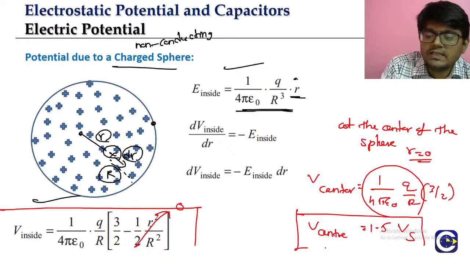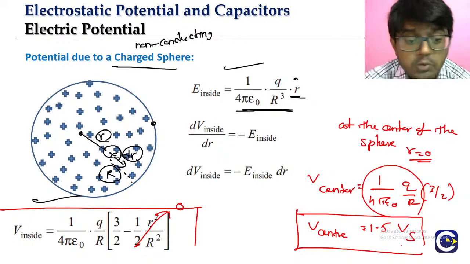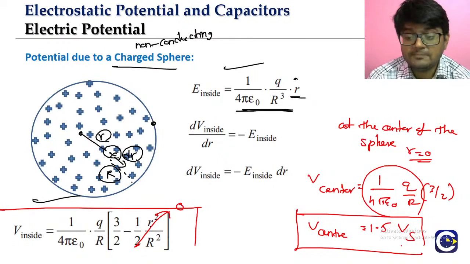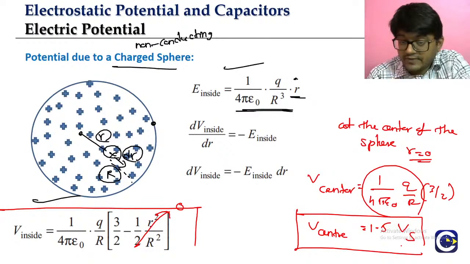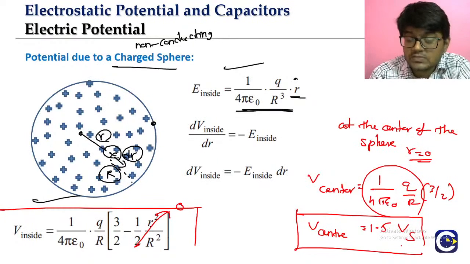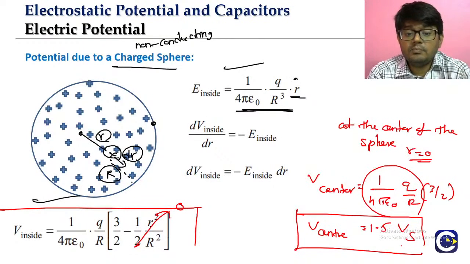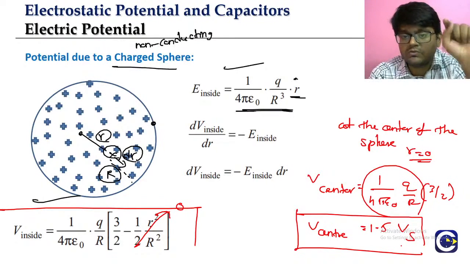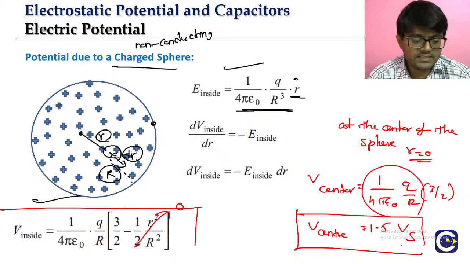Due to the charged non-conducting sphere, the potential at the center of the sphere will be 1.5 times the potential on the surface. Going inside from the surface, the potential is going to increase, and it will be maximum at the center of the sphere. It will be 1.5 times the potential on the surface of the sphere.